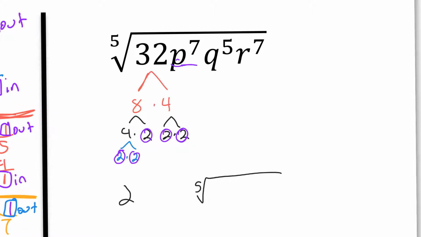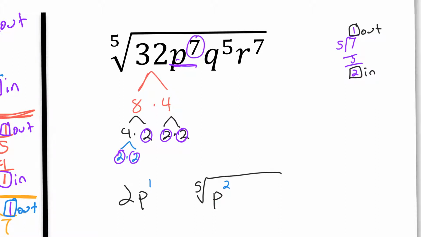Now I go to the p's, and the p has an exponent of 7. So I do 7 divided by the root. The root is 5. You know here, that's the root. And that's going to be 1 time. So my remainder is 2. That means this one goes inside, and this one goes outside. So p to the first power outside, and p to the second power inside.